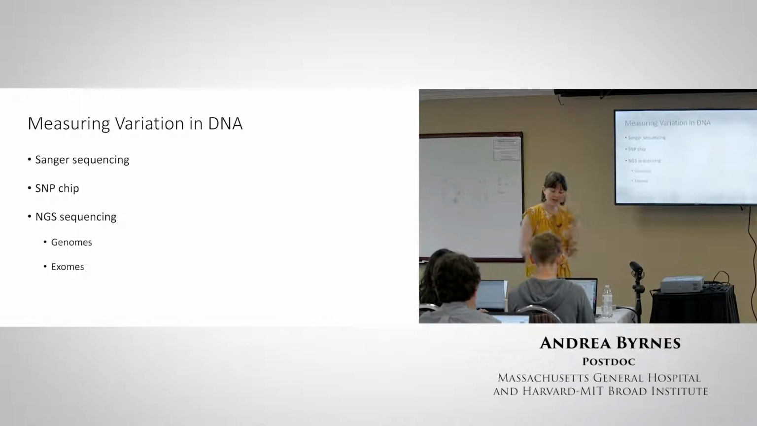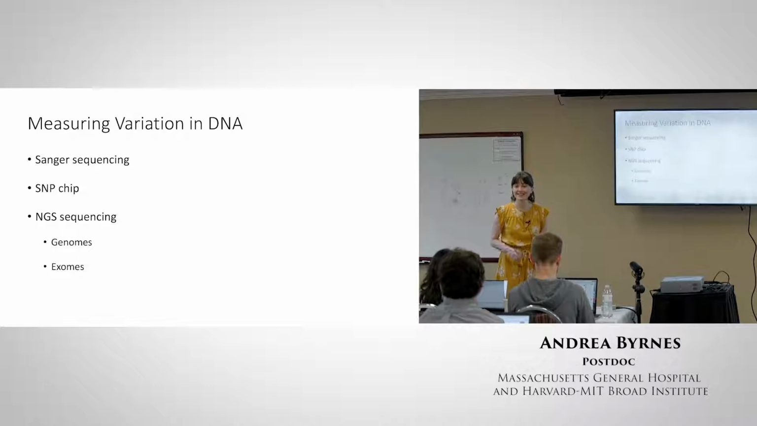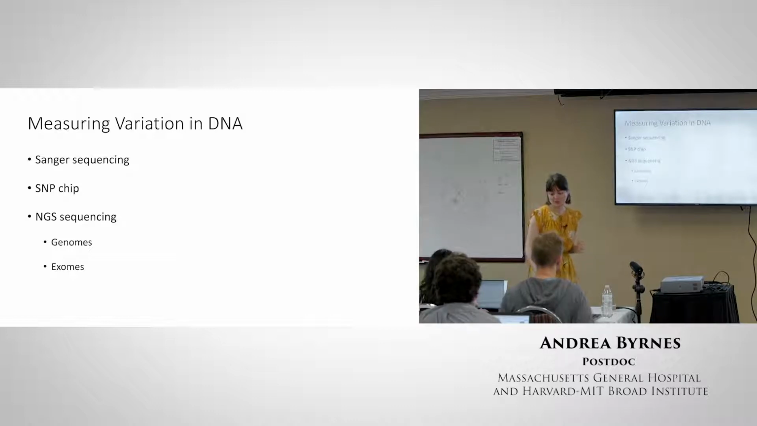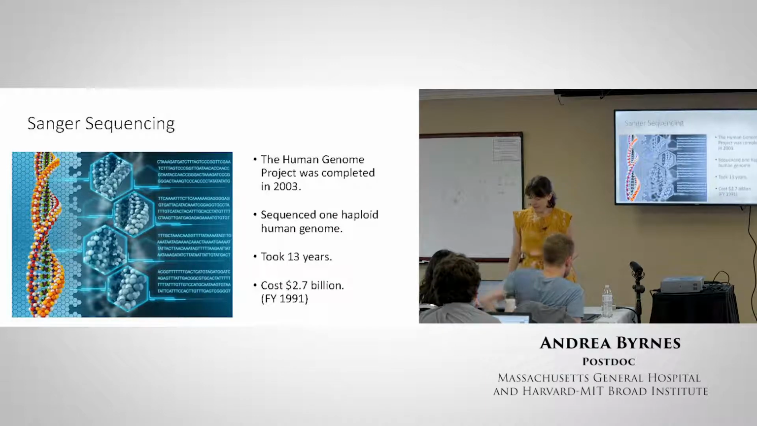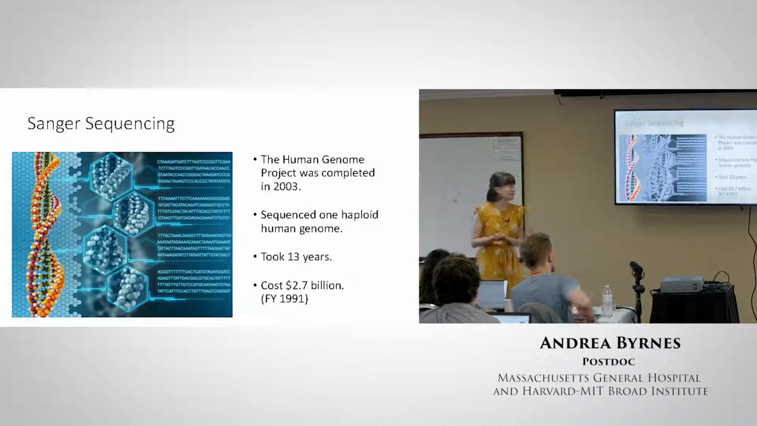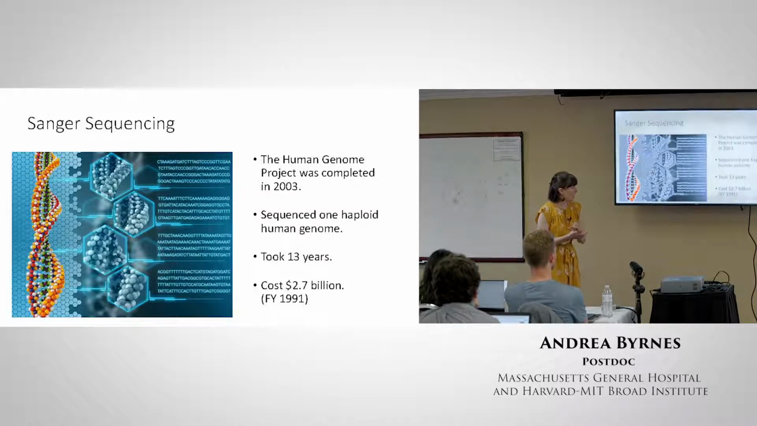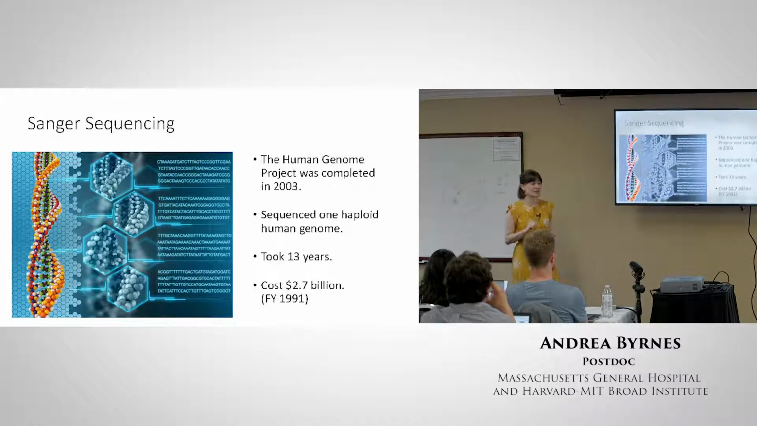So we can measure variation in DNA. You guys all have access to a very fancy data set that has genotype information. And so this is just a little bit of background on the history of how this all came to be. So the original Human Genome Project, I imagine many of us were quite young when this was completed. The original Human Genome Project was completed in 2003, so that's still in many of our lifetimes.